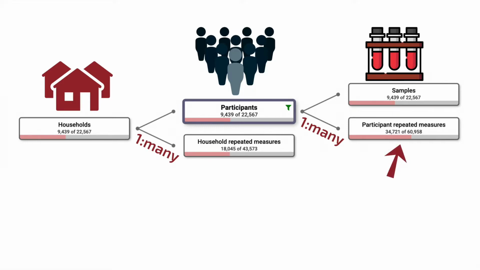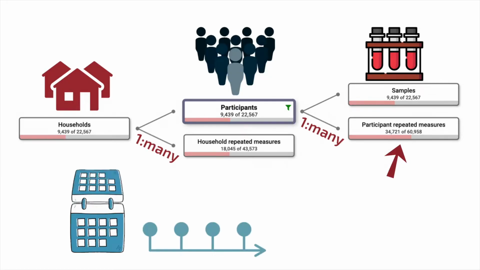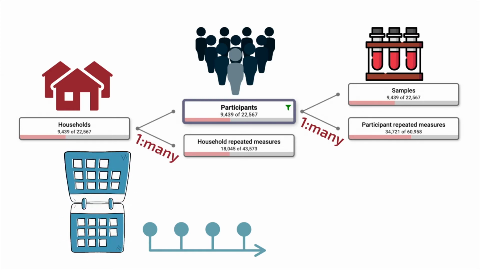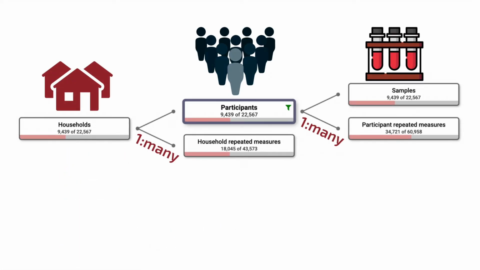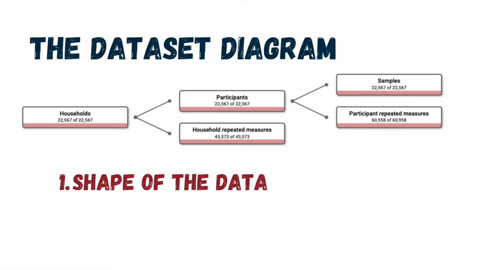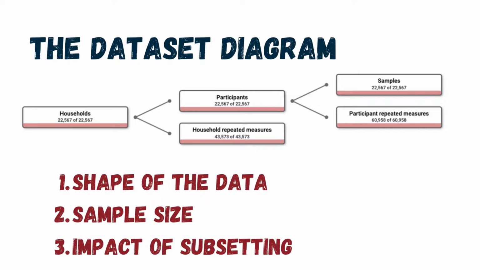Similarly, we have participant repeated measures. Clearly, there's a longitudinal aspect to this study with data collected at multiple time points. Moreover, you can see that the pink line in this box extends further than 42%, suggesting that data was collected more frequently on the cases than the controls. So to summarize, you can use the dataset diagram to see the shape of the data and sample size, and also view the impact of your subsetting.